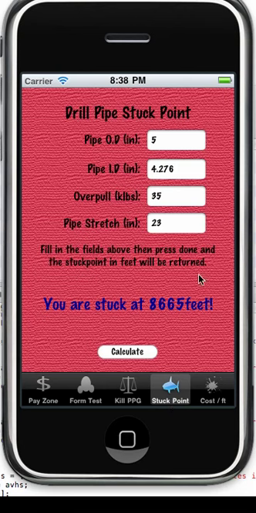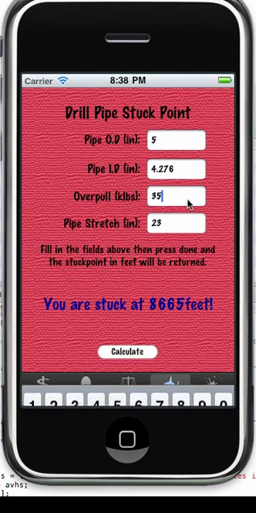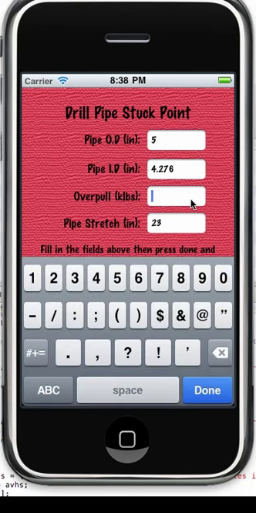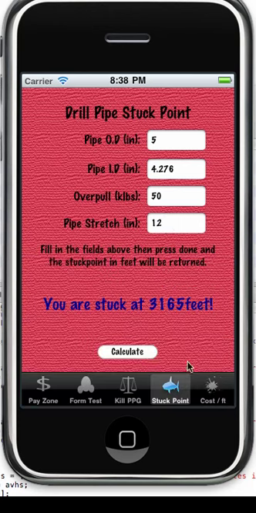Next, drill pipe stuck point. You don't need the drill pipe constant. It will calculate it itself based on the OD and ID and cross-sectional area. So let's say we're using 5-inch drill pipe with an ID of 4.276. We overpull 35,000 pounds. You can see this unit here is in thousands of pounds, which is why I've only entered 35 in here. But just to mix it up a little bit, let me change that to 50 and say we only got 12 inches of stretch. Calculate that, you're stuck at 3,165 feet.